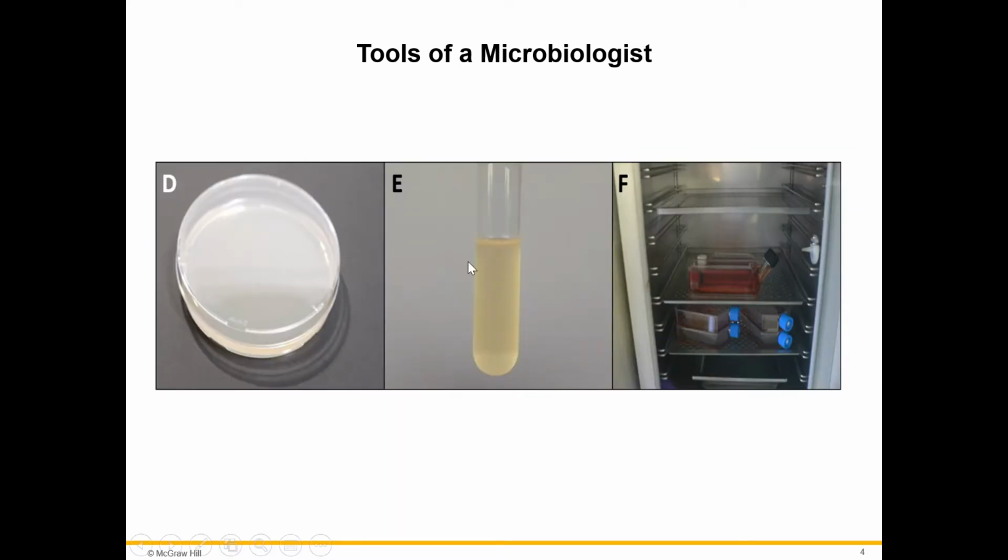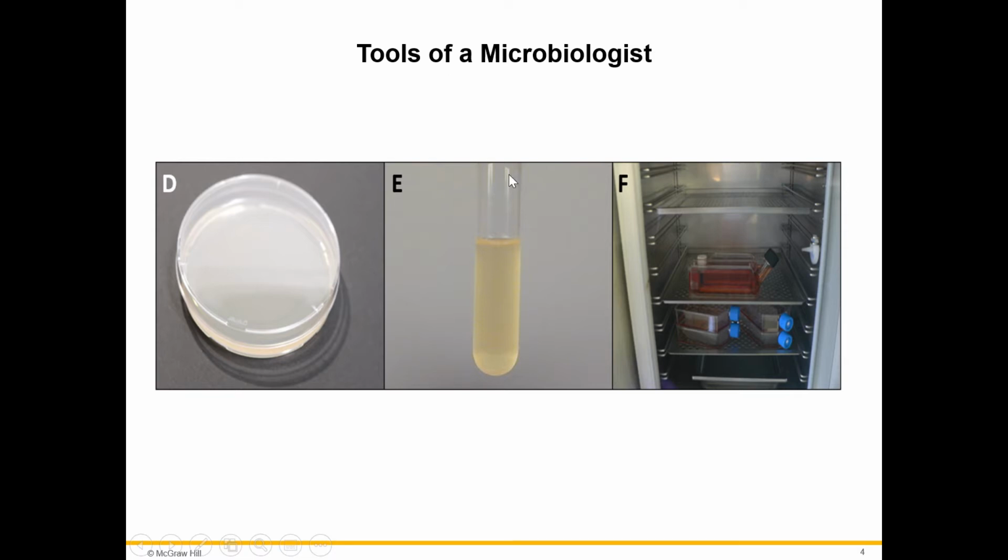This is various types of media. So this is an agar plate, and an agar plate is used to grow microorganisms on a solid surface. We can look at the shape and size of the colonies, the color of the colonies, and colonies are just small components of bacterial growth or fungal growth. So we can look at the growth on the plate.